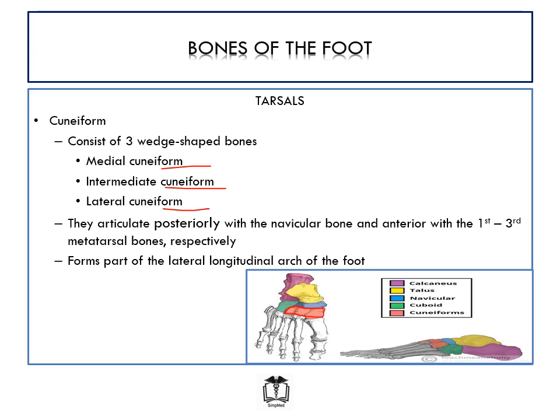In front, they articulate with the first 3 metatarsal bones. As you can see, this is bone 1, the great hallux, bone 2, and then bone 3. They are involved in forming joints between those 3 cuneiform bones posteriorly. Then laterally, they tend to form part of the lateral longitudinal arch of the foot. We'll talk about the arches of the foot as a separate module under the same subheading in a later video.